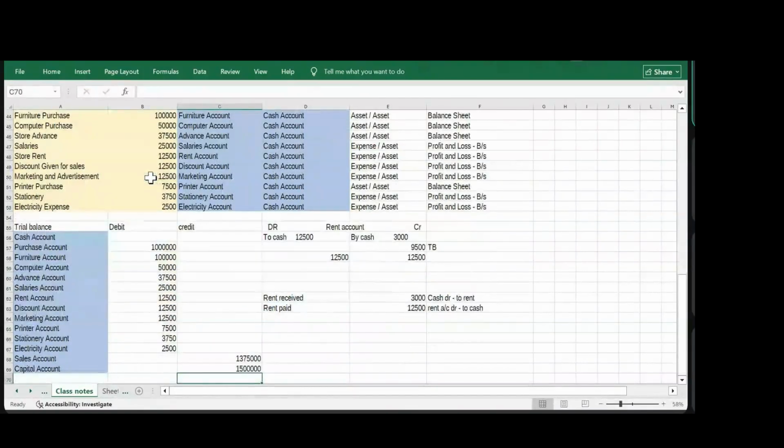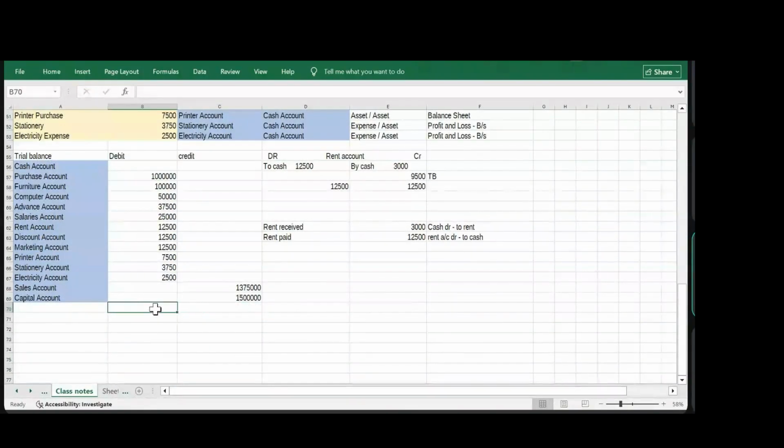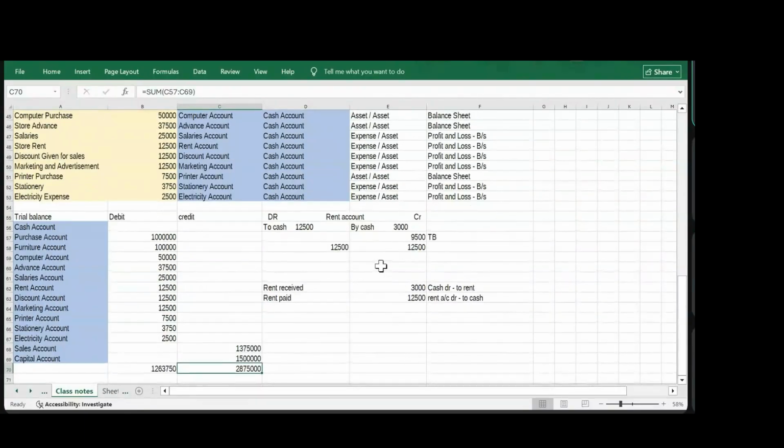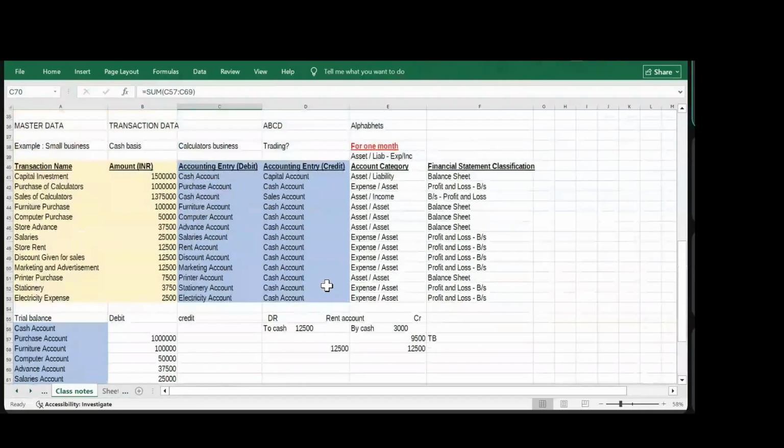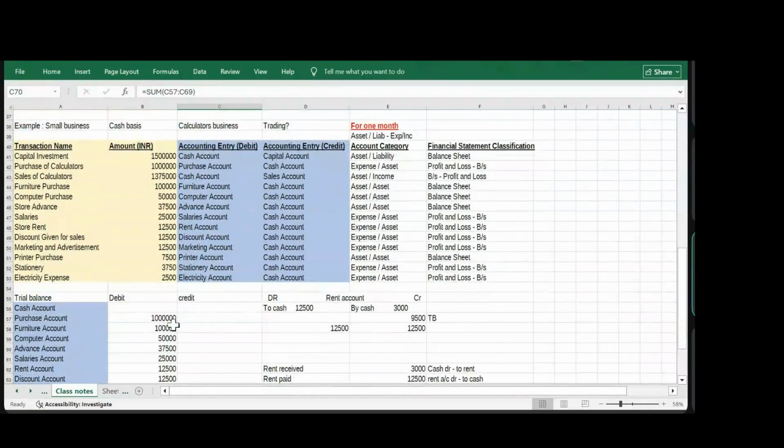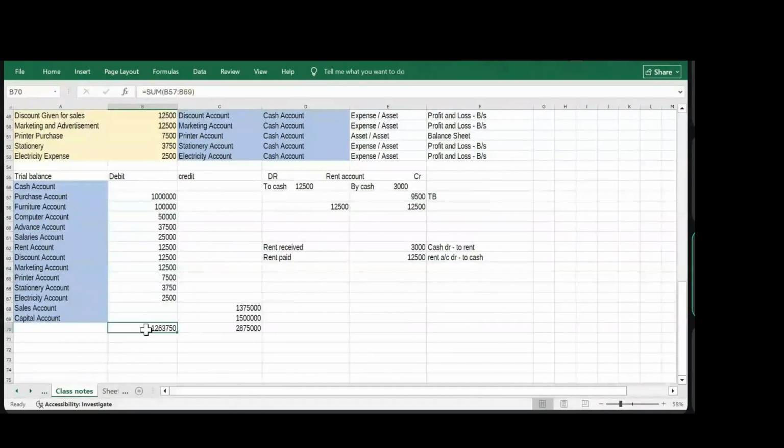Okay. Now if I total these two, what happened? Sales, capital, did we leave out something? 15 lakhs. Purchase. Stamp platform, just come here. Correct. Okay, cash we have not put. We have to put the cash. Now it is not tallying, correct? Yes.